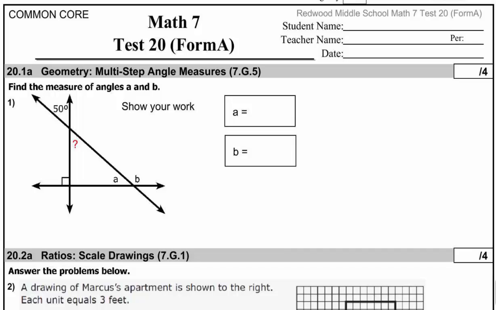Okay, here we go on the week 20 test video. So the very first question, multi-step angle measures. We have to find A and B. That question mark gives you an idea of where to start.